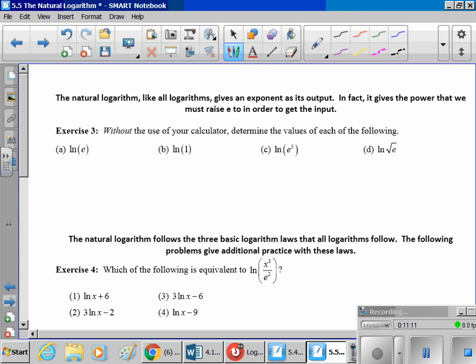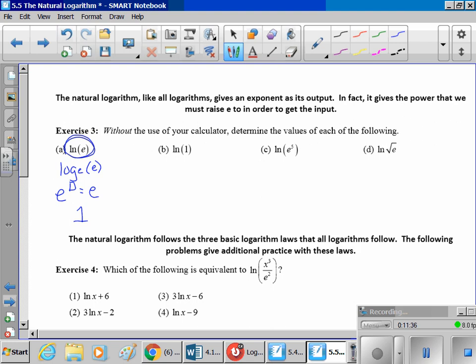So what does this mean? Let's translate it. This means log base e of e, which means my base raised to what power is equal to the answer, which is e? Well, obviously 1. So this is one of the most important calculations that we are going to use in this lesson.